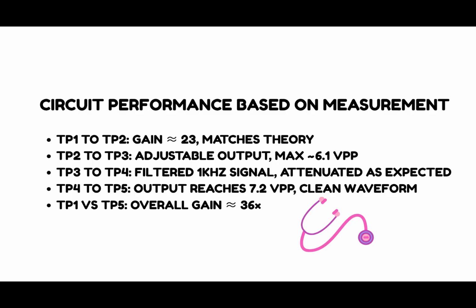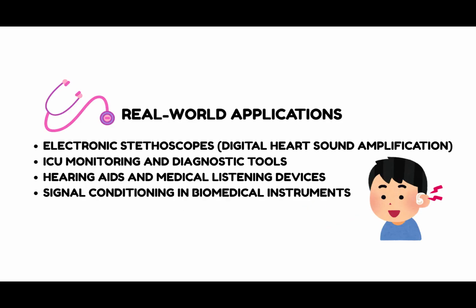The performance of the circuit was verified at each stage through oscilloscope measurements. The stage 1 preamplifier gave a gain of around 23 as expected. The adjustable gain stage provided tuning control up to around 6 volts peak-to-peak. The low pass filter stage correctly attenuated higher frequencies near its 1.2 kHz cutoff. The power amplifier stage delivered a clean signal of 7 to 8 volts peak-to-peak to the speaker without distortion. Comparing TP1 and TP5, the total system gain was about 36 times, showing the effectiveness of the entire signal chain.